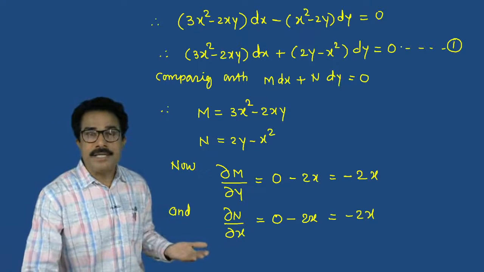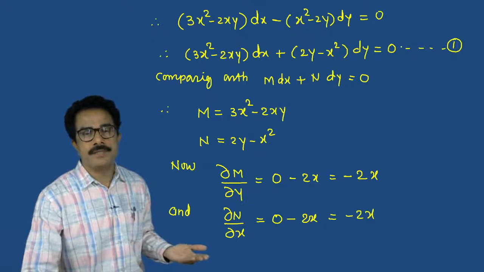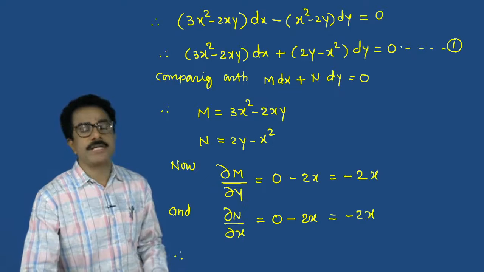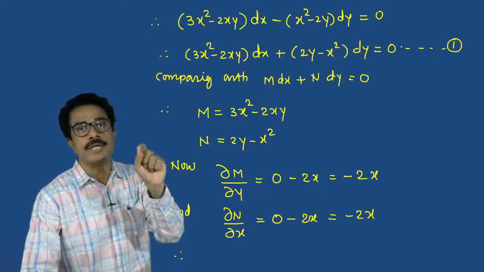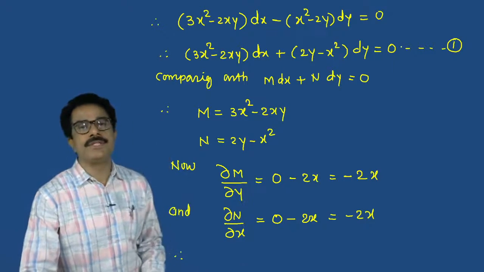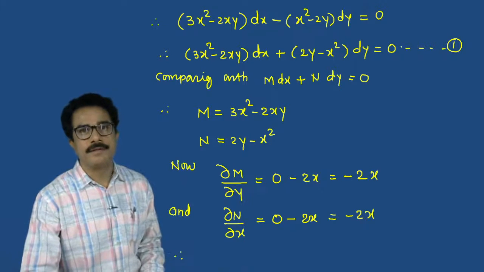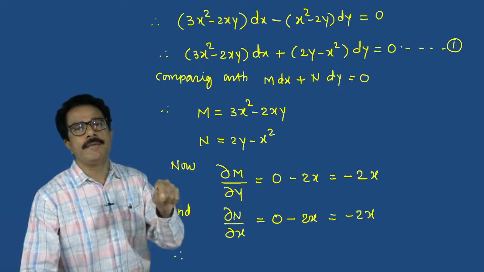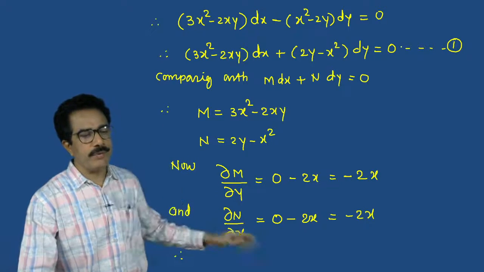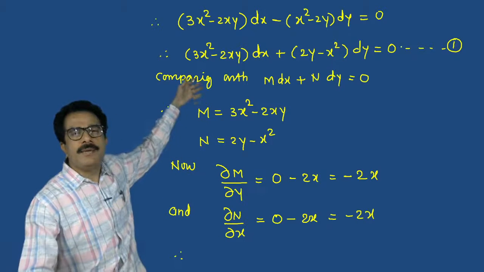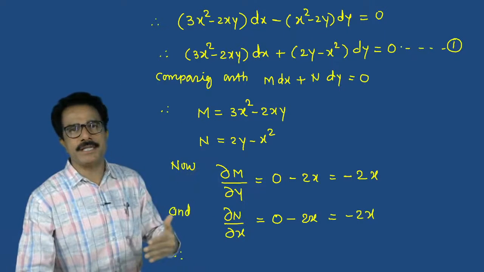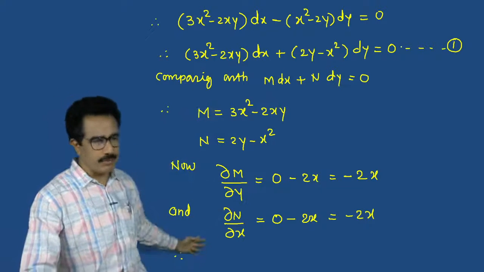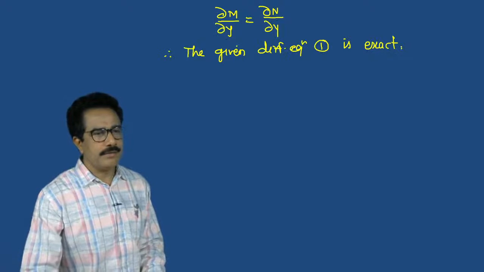The second necessary and sufficient condition is: if you want to say M dx plus N dy equals 0 is exact, then according to this differential equation ∂M/∂y must be equal to ∂N/∂x. So from this equation directly, without needing to know F, we can say this. Okay, we shall write this.